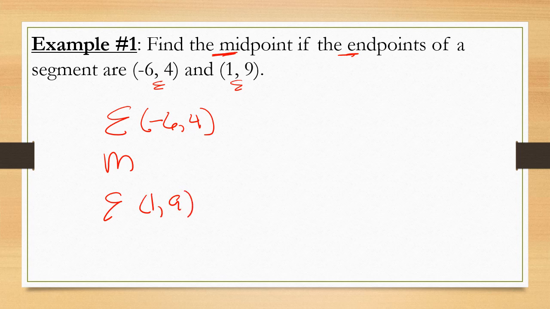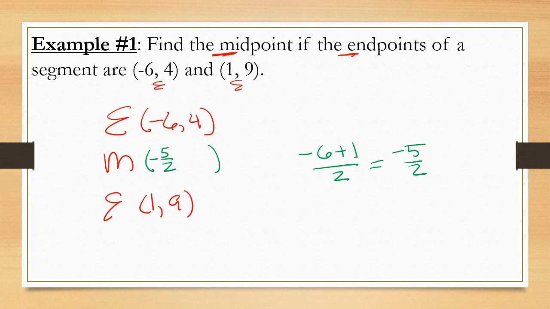When we come to find the midpoint, remember the midpoint is just the average. So this is where you actually apply the formula. -6 plus 1 divided by 2. -6 plus 1 is -5, divided by 2. Quite frankly, you could just leave that as a fraction, or you could put that in the calculator and get a decimal.